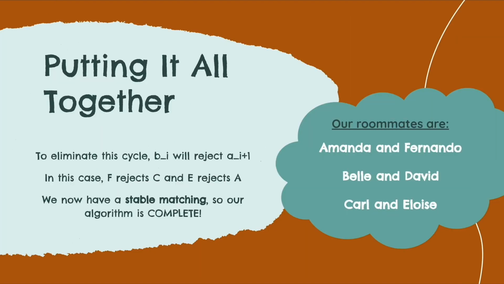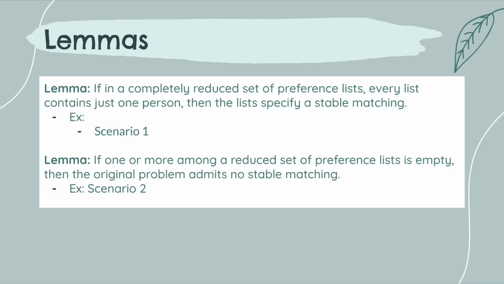Our last step is to eliminate this cycle. We do this by having BI reject AI plus 1. In this case, F will reject C and E rejects A. We will now end up with a stable matching, so our algorithm is complete. In this example, our roommates would be Amanda and Fernando, Belle and David, and Carl and Eloise. By eliminating these cycles, what we have done is we have reduced our preference list so that each list contains just one person. This will give us a stable matching.